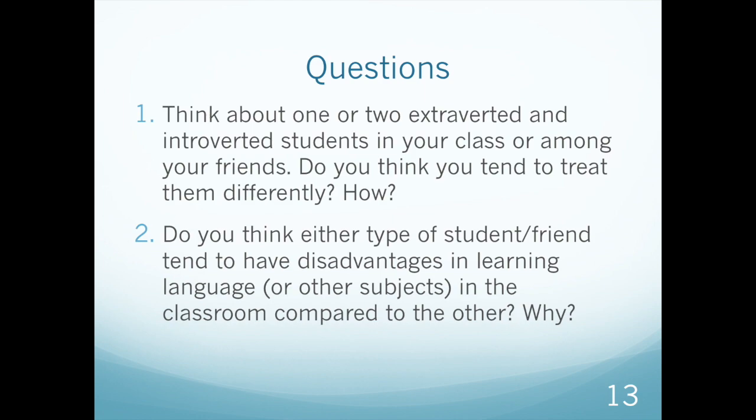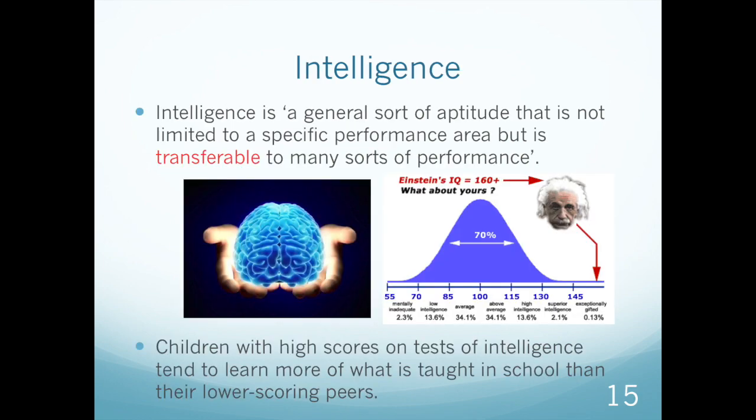Let's skip to slide 15. Now we go to the second dimension of learner differences, which is intelligence. Intelligence is a general sort of aptitude that is not limited to a specific performance area, but is transferable to many sorts of performances. Generally speaking, children with high scores on tests of intelligence tend to learn more of what is taught in school than their lower scoring peers.